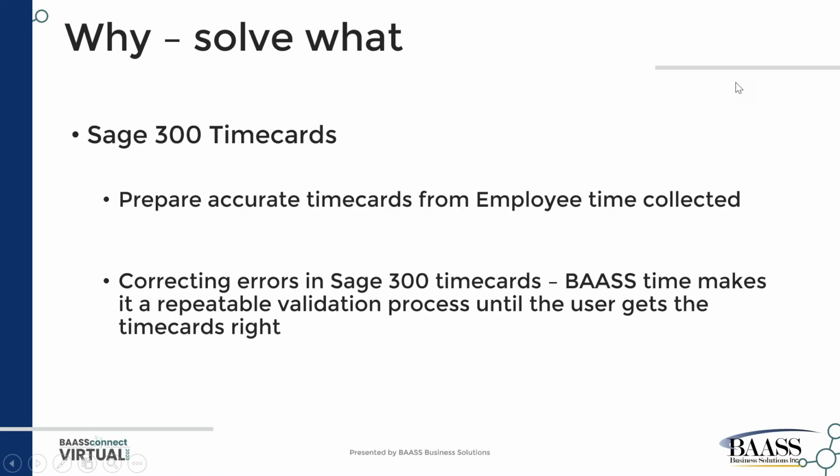So in a nutshell, BAASS Time helps you read information either from external sources about your employee schedules or when they reported to work in terms of actual time, or you're able to track that within our application, and then we help you do all the calculations automatically and create time cards. So essentially, we're making your work simpler to create time cards from raw data that you may be tracking for your employees.